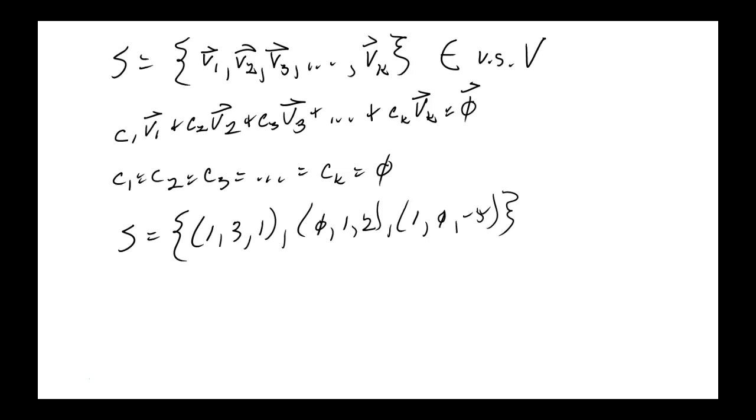getting cold. It's certainly a set in R3. 3 vectors in R3. We'll call them V1, V2, and V3. Now, they note here that V1 can be written as a linear combination of the other two.